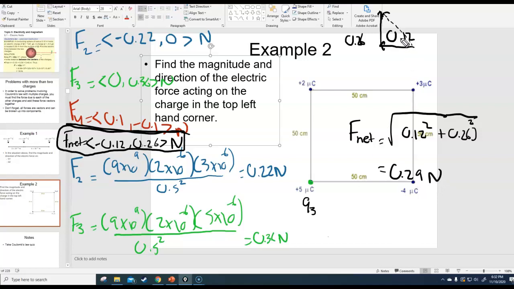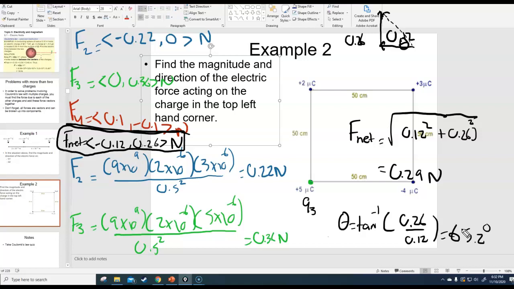And then the direction would be given by an angle. I could just use inverse tangent to find that angle. So that would be the inverse tangent of 0.26 divided by 0.12. And again, I go to my calculator. And if you're thinking right about now that you hope you never see a problem like this, I also hope you never see a problem like this because this is quite a lot. But just in case you ever do, there you go.